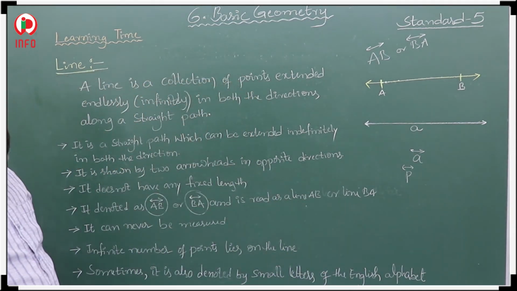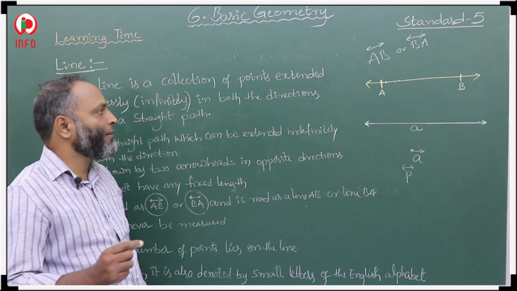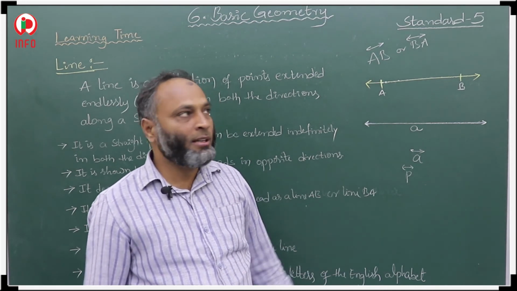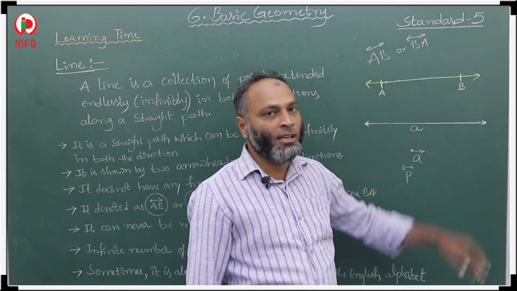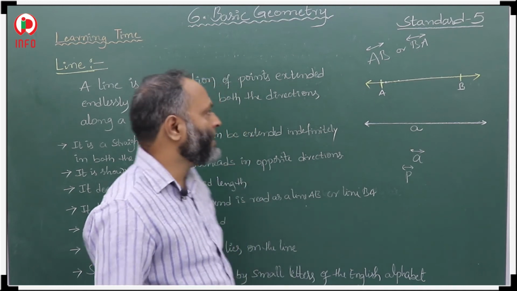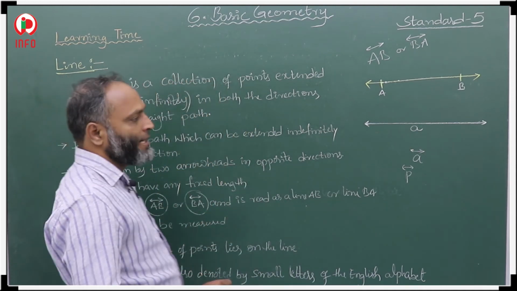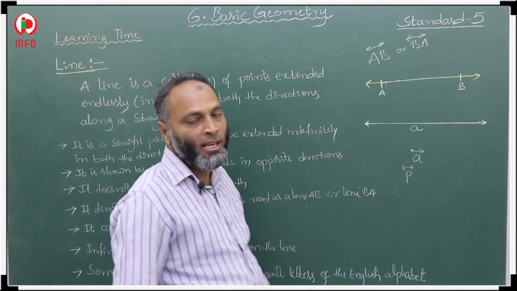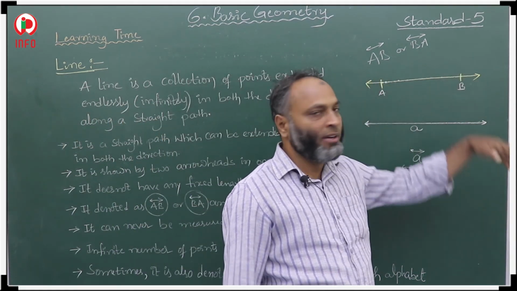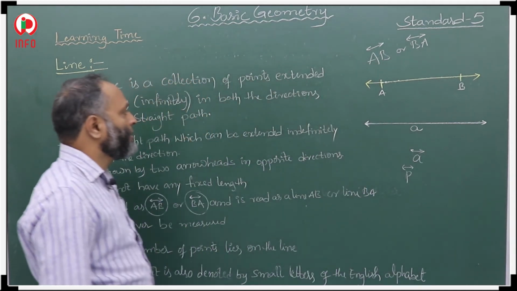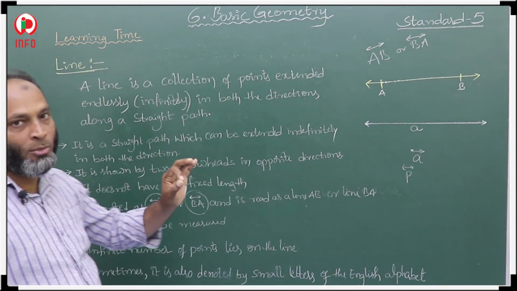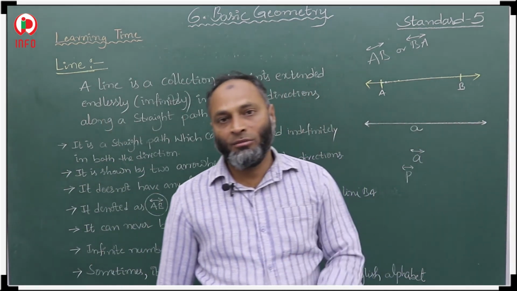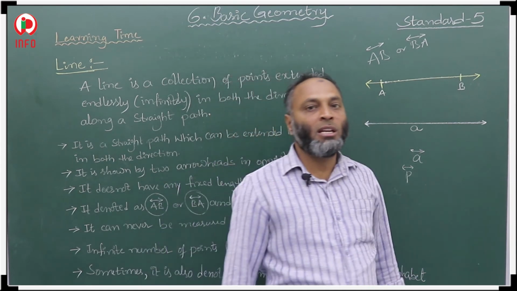So what is a line? A line is a collection of points. Why a collection of points? Infinite points are there on the line. So how many points are there? Infinite points. The points extend in both directions endlessly, left and right, both directions, along a straight path. So it moves in a straight path only, not a curved path.